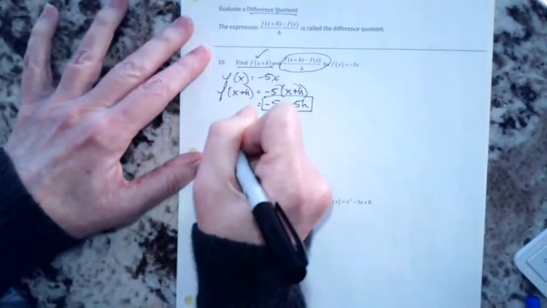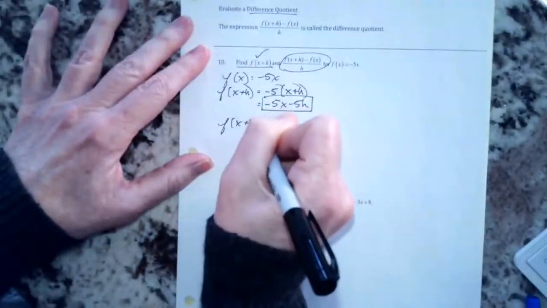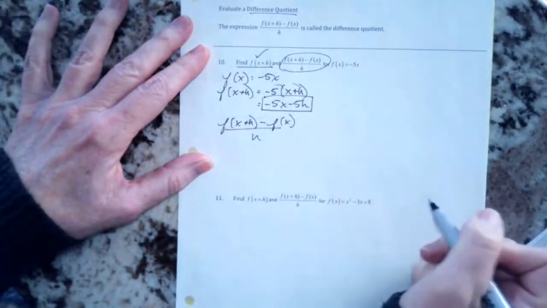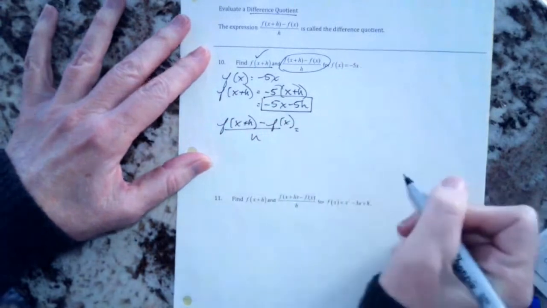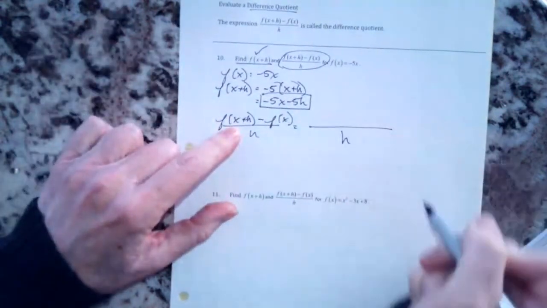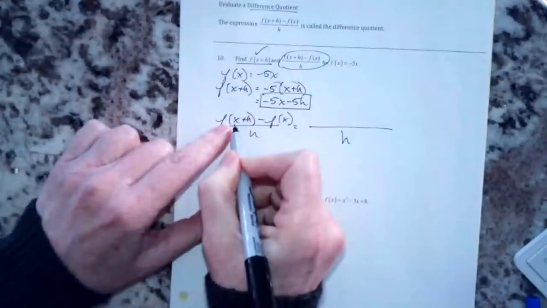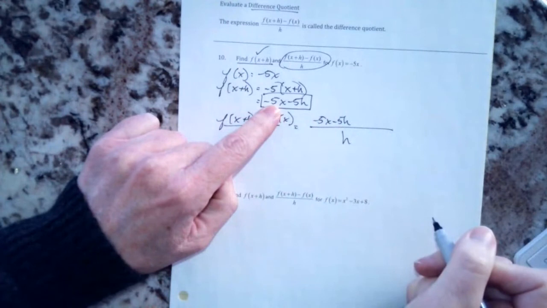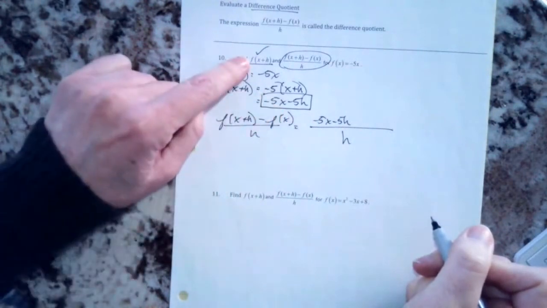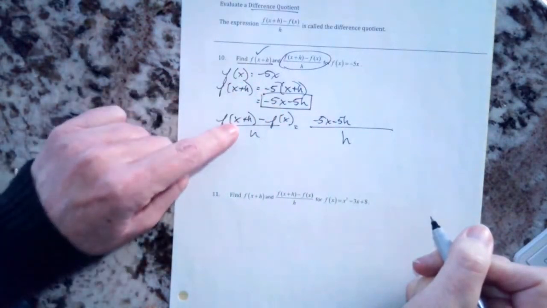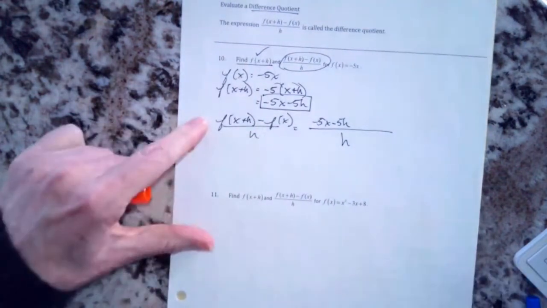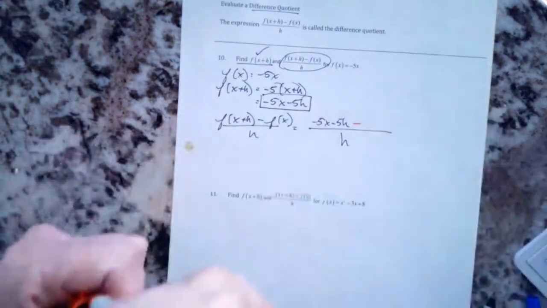Let's look. We need f of x plus h minus f of x, all of that over h. Okay, let's get it. I'm going to put an h down there. F of x plus h, we just found that out. That's negative 5x minus 5h. We just found that out. That's why we did this piece to help us here. Then we've got a minus sign, and I'm going to put that in orange. There's orange right there.